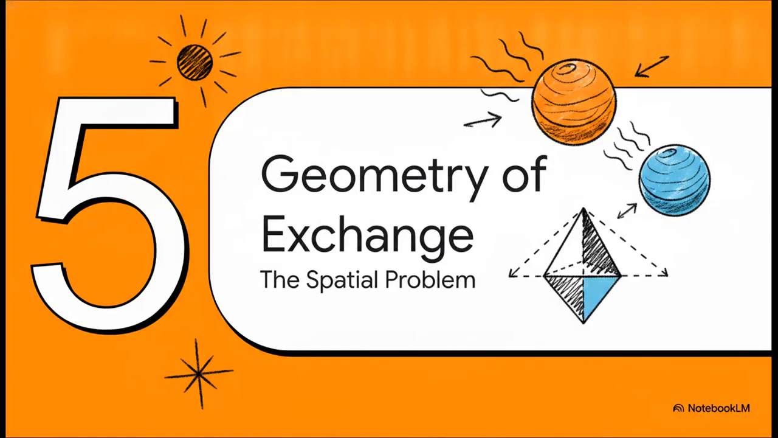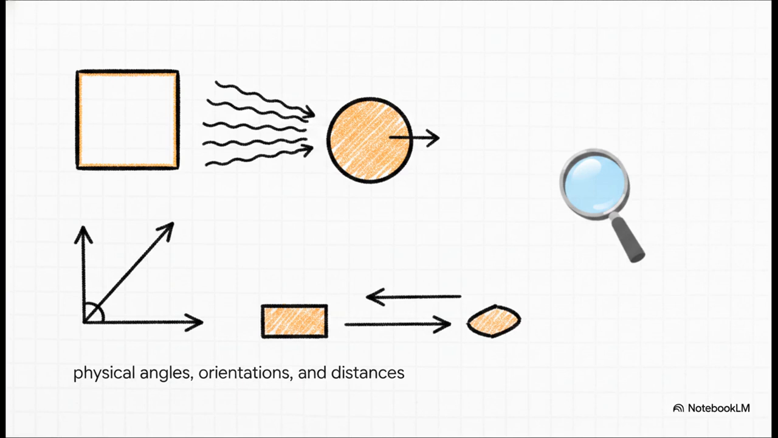Finally, we arrive at part 5, geometry of heat exchange, the spatial problem. Okay, so now that we understand the radiation itself, how do we actually calculate the way two distant bodies exchange this energy across space? Well, the answer is the radiation shape factor, which is also known as the view factor. It's the precise fraction of energy leaving one surface that successfully reaches another.